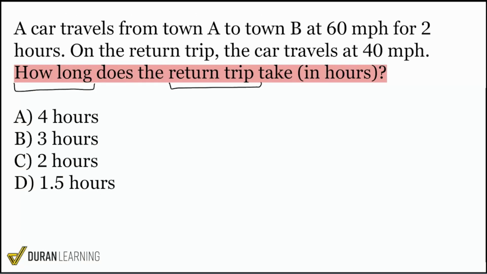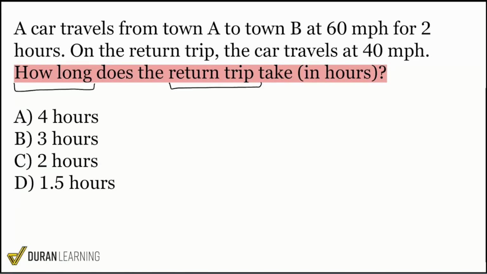Because everybody, if the question here was, how long does the trip to town B take? Well, what would that answer be? If we were just asking how long the trip to town B takes, that answer is obvious. It's on the screen. If we were looking for the time it takes just to get there, yeah, 2 hours. A car travels from town A to B at 60 miles an hour for 2 hours. So that tells you the trip there. We want to find the trip back. So let's be clear about that distinction so we don't confuse ourselves while we're taking notes.